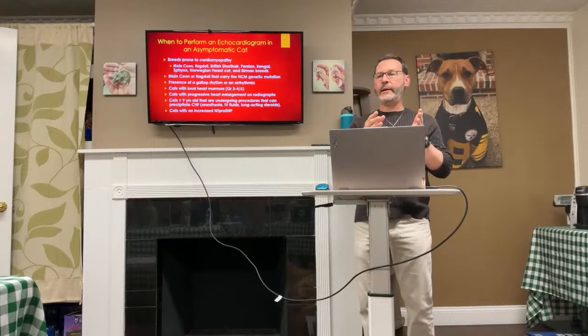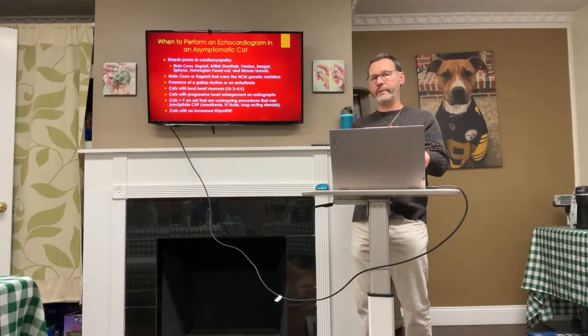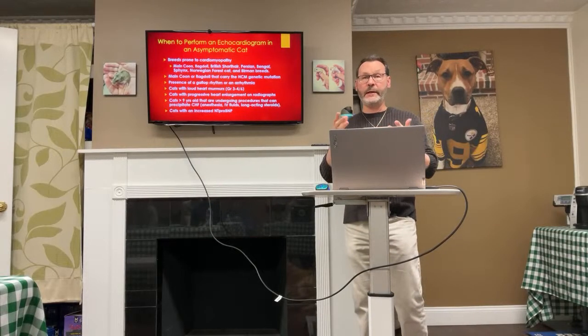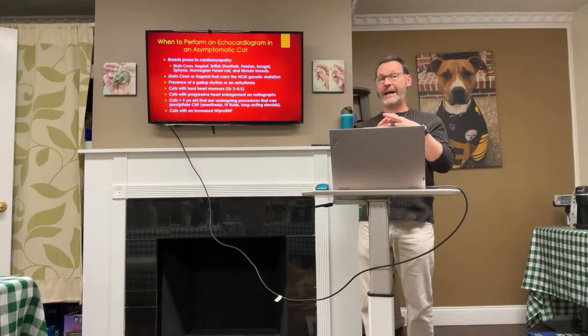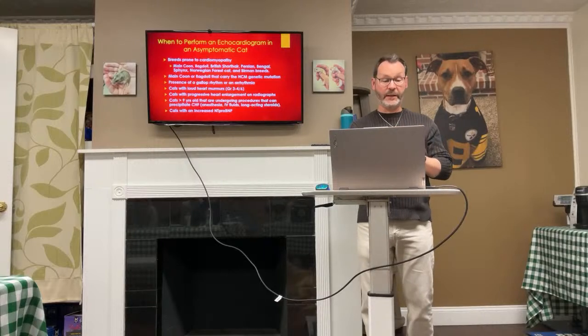So that's why you need an echocardiogram that can see the internal structure of the heart to identify whenever they're actually in cardiomyopathy. So you don't want to rely on a cat having a normal heart size on the radiograph to say they don't have heart disease, okay?